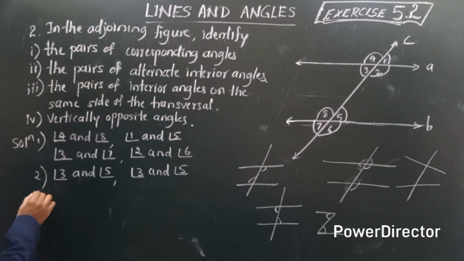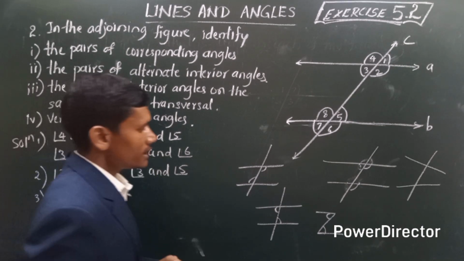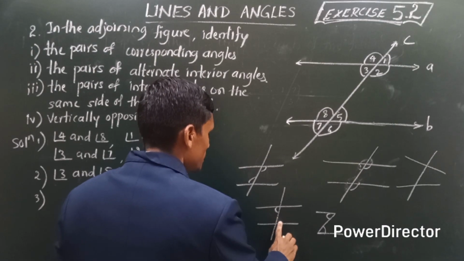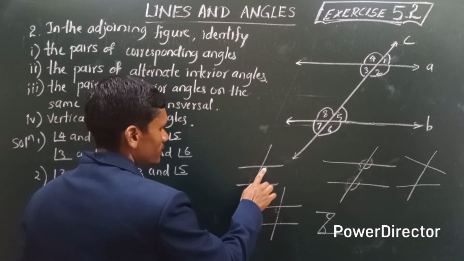Next, coming to third solution, what it is asked, the pairs of interior angles on the same side of the transversal. Same side of the transversal means, here if you take, say for example, this is pair of lines, it is cut by transversal.